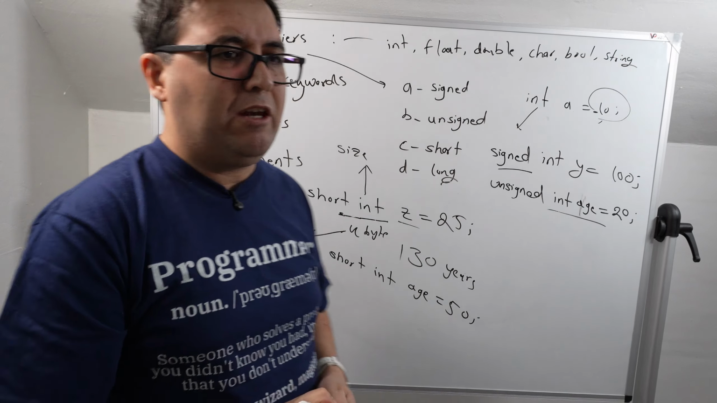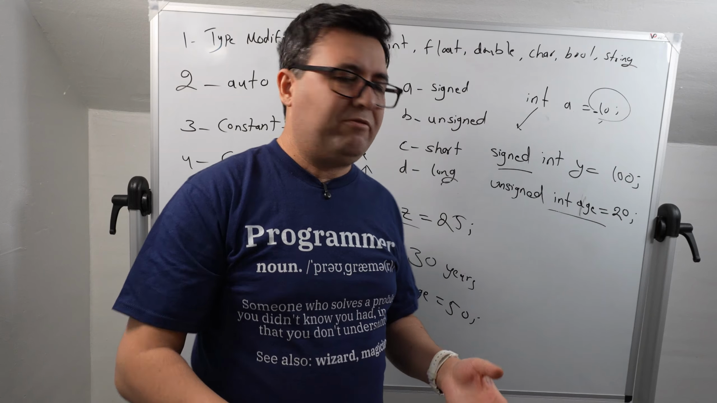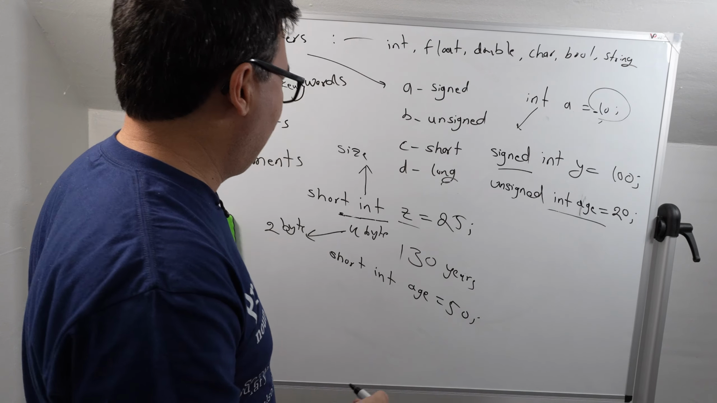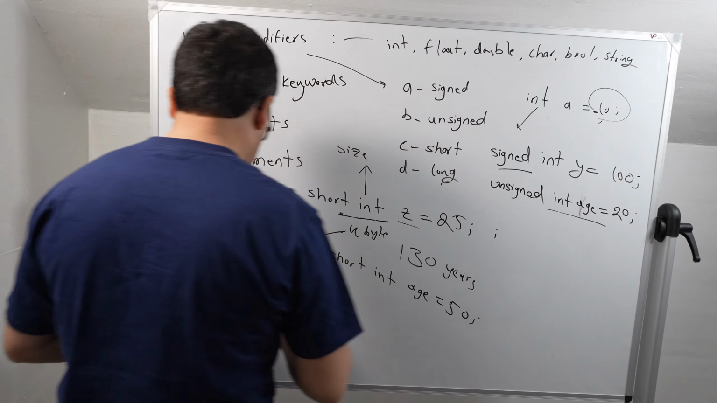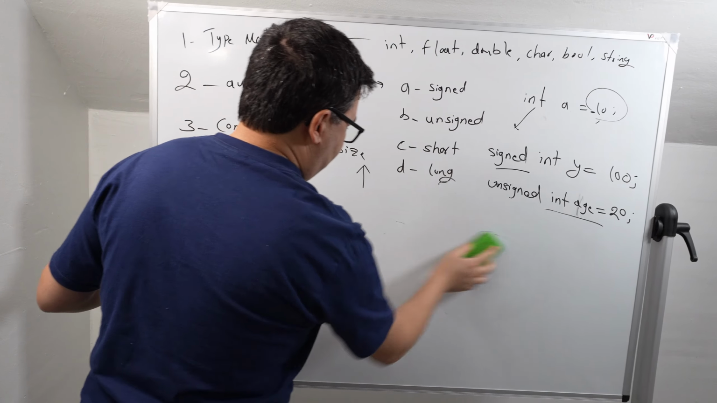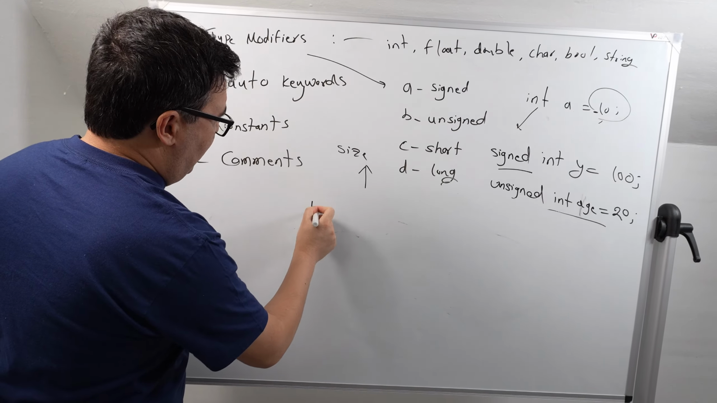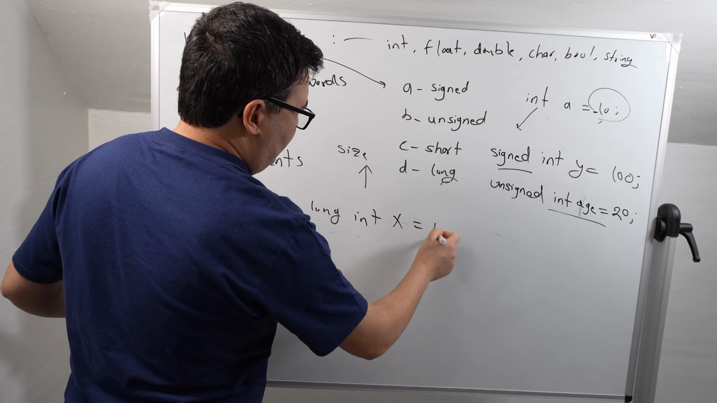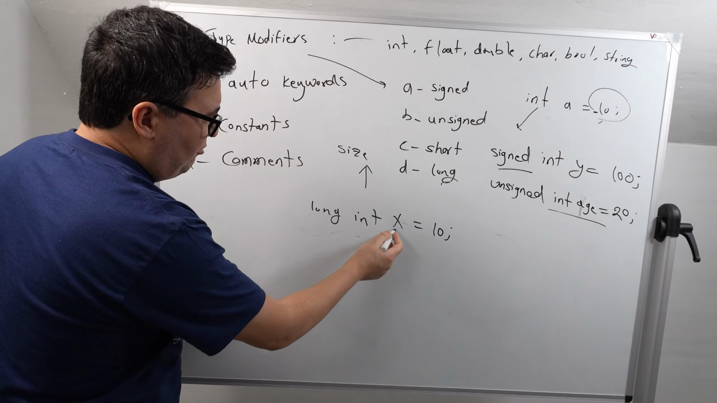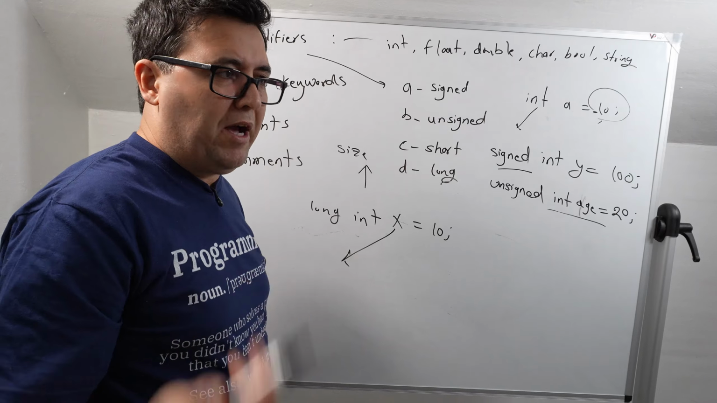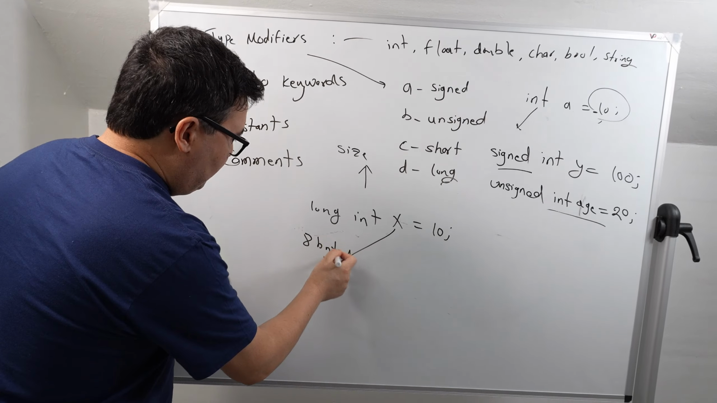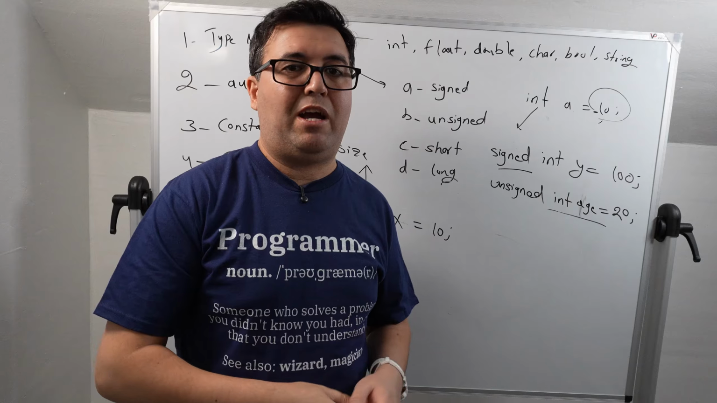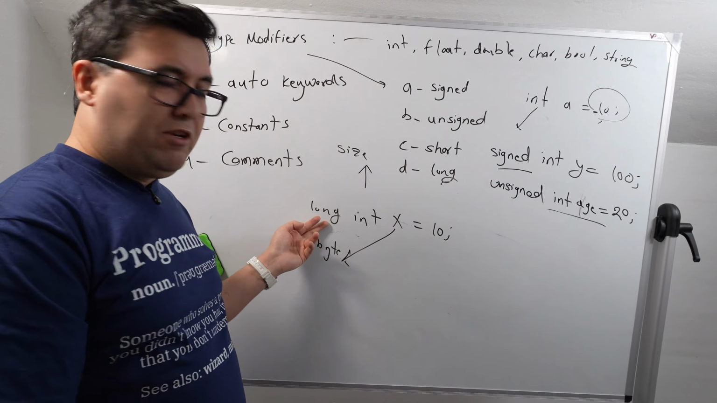Then we have the long modifier. If you want to store a large number, we use the long modifier. If we put long in front of integer, long int x equal to 10, now the size of variable x is not 4 bytes, it's 8 bytes, because if you put long in front of a variable, it increases the size of the memory for that variable.